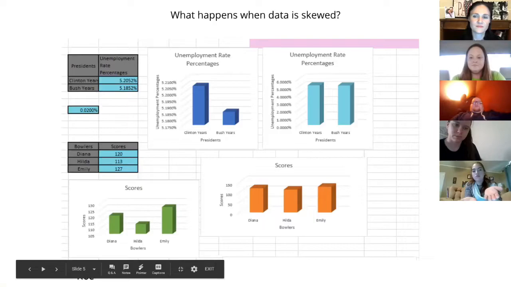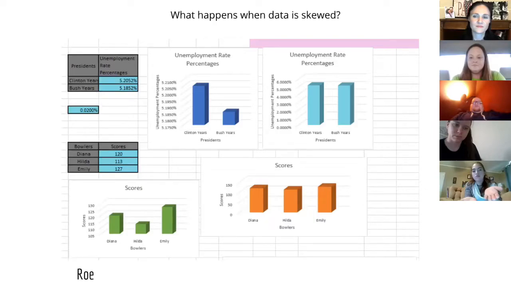Well, so what happens when data is skewed? That's another one that I found very interesting. It's hard to really determine the results of a graph when there's an error in the y-axis and it doesn't start with absolute 0. As you can see in the comparison here from the unemployment rate percentages and the bowling scores, where it looks like there's a dramatic difference, it actually is very minuscule. Thank you, Ann.